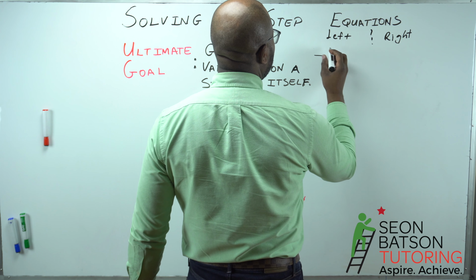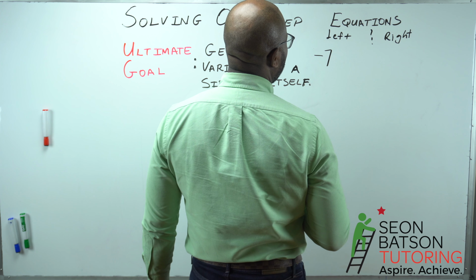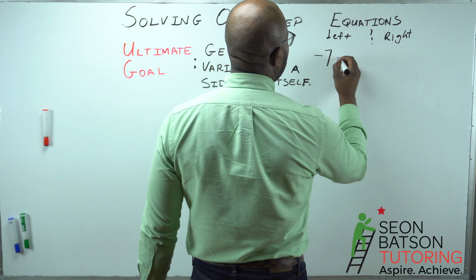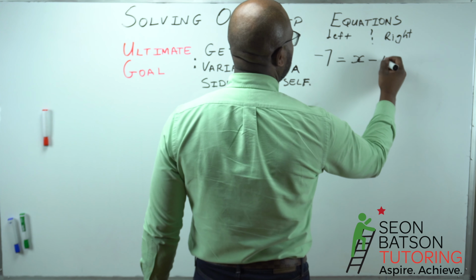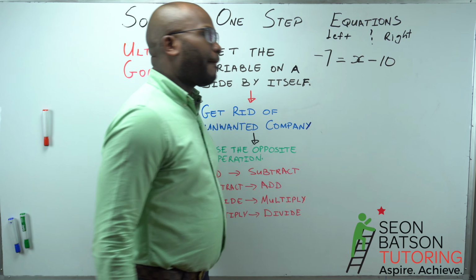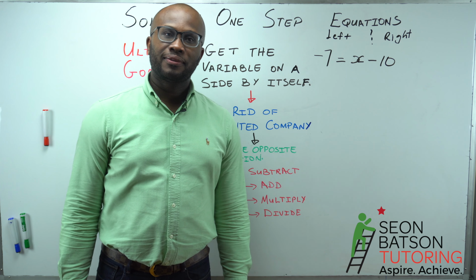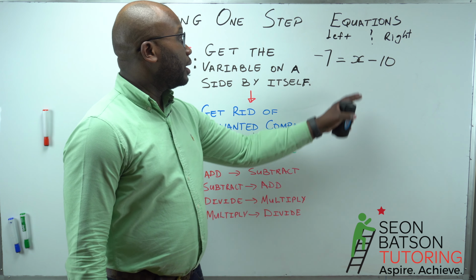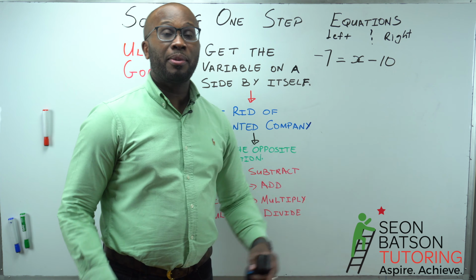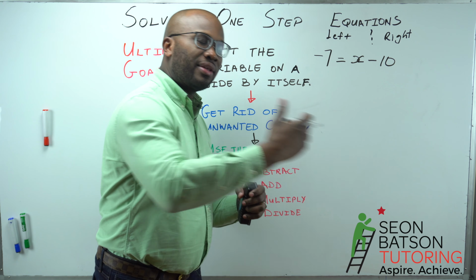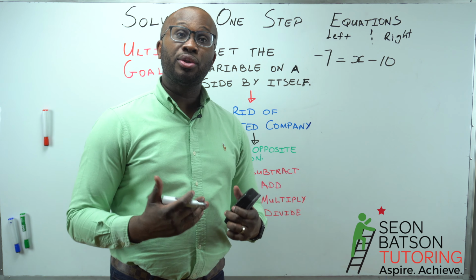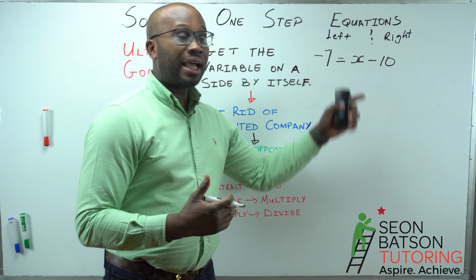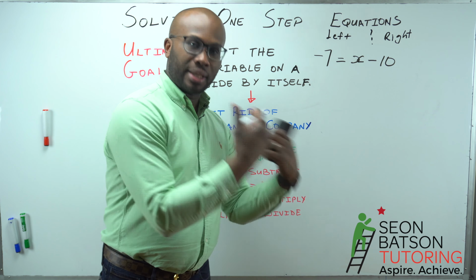Let's say I have -7 is equal to x minus, let's say 10. Now, in this example, the variable is on the right side of the equation. So our goal here will be to get the x by itself on the right side.